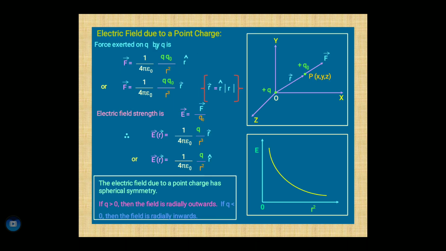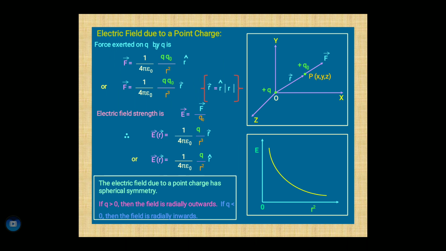Now, electric field due to a point charge. If we have a point charge plus Q at position O, as you can see on the screen, beta, and a test charge at point P, which is at distance r from the source charge, then the force experienced by the test charge equals 1 upon 4 pi epsilon naught, Q q naught upon r square. To convert the formula into vector form, we have to show the direction of the force, which we can show with the help of r cap.